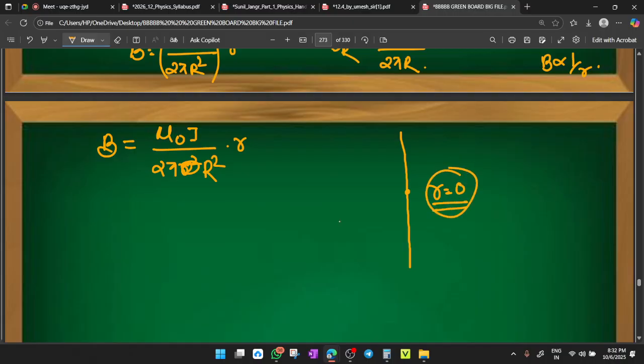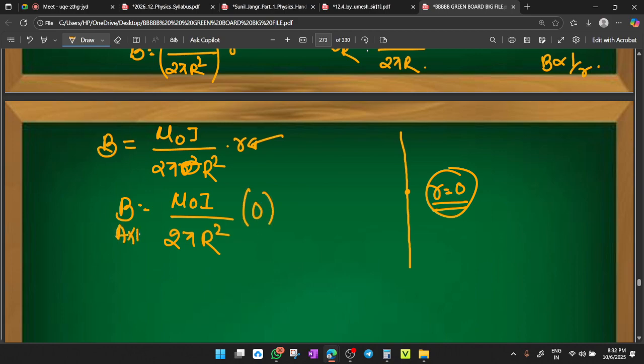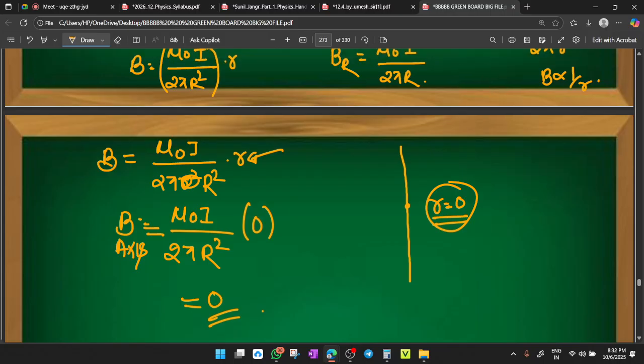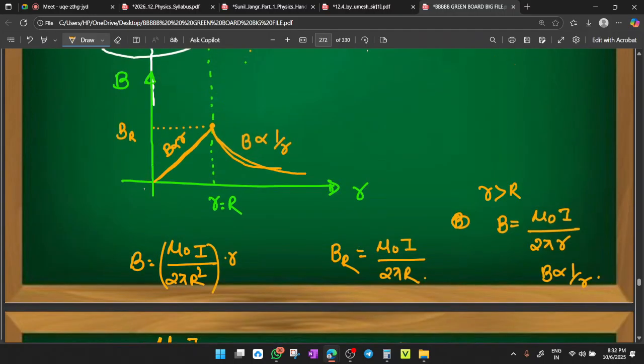Yes or no? So if you place here r equal to 0, then B equals mu naught I upon 2 pi R square into r, and the value of r equals 0. Why, my dear? Because your point is lying on the axis. So on the axis, there is no radius. So all total, it is equal to 0.